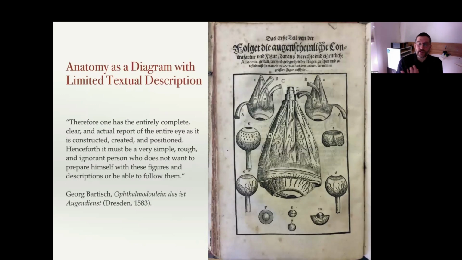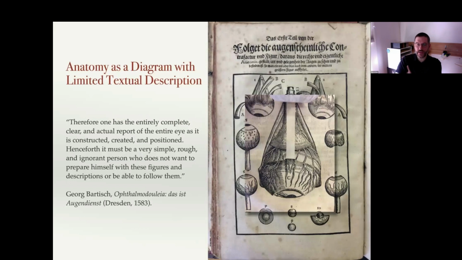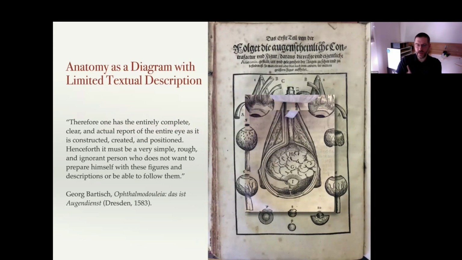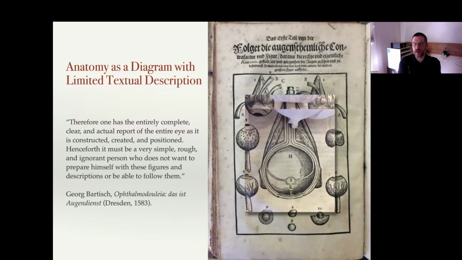Now you could have that built up in a labeled image with some textual description. Here we have Georg Bartisch's work on ophthalmology. And here we have a really interesting virtual dissection of the eye, where you lift the flaps, and I've cut out some flaps to get to the various parts of the eye.